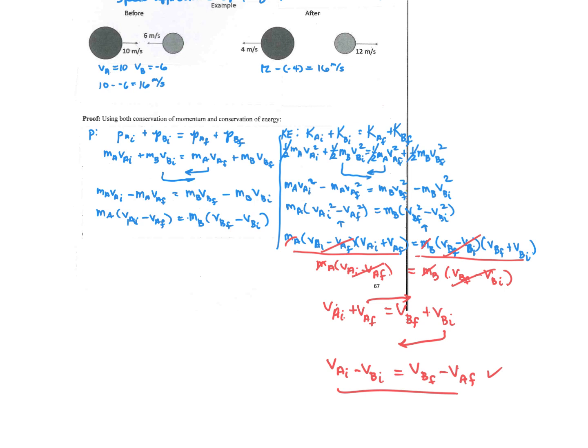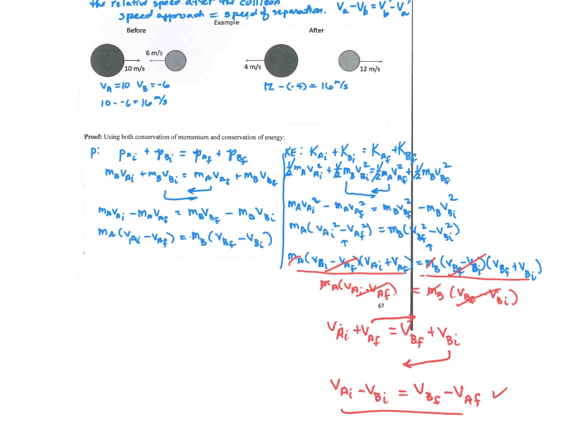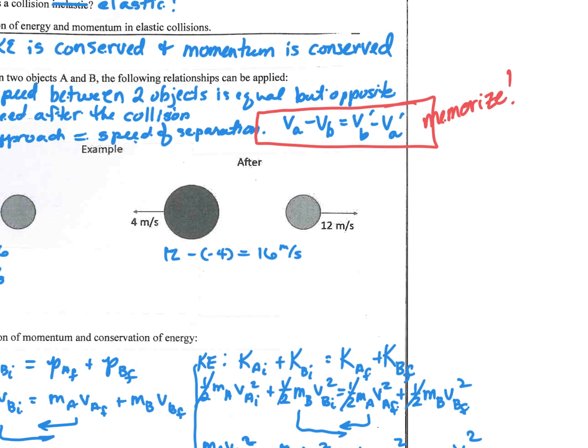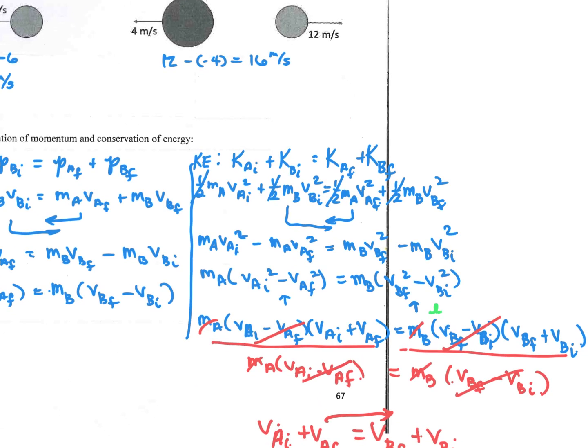So now let's go back. This formula that we talked about, this relative speed separation thing, is not on your formula sheet. This guy right here, you just need to know if you're talking about an elastic collision, only elastic. So this one is a memorize. Okay? Remember, the primes mean final.